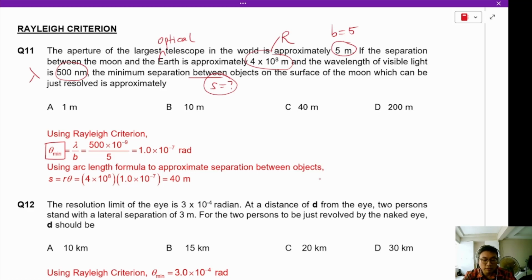Now, using the formula to approximate separation between objects, s equals r theta, we take this value of theta and put it in here so that it is just resolved. Then we get 40 meters. So a 5-meter telescope on the Earth cannot distinguish any object that is smaller than 40 meters on the moon. That means anything smaller than a large building can't be seen.